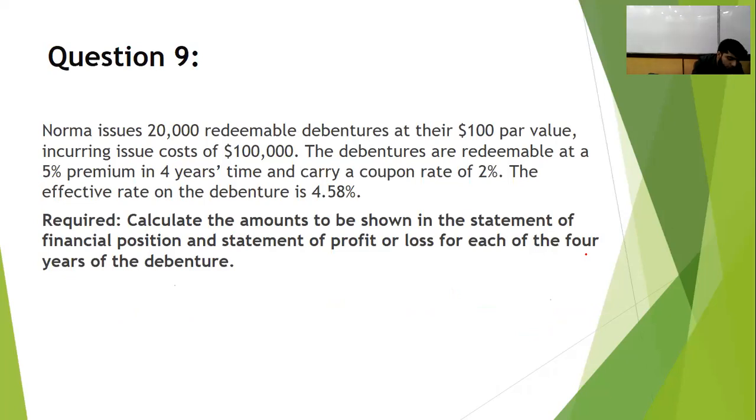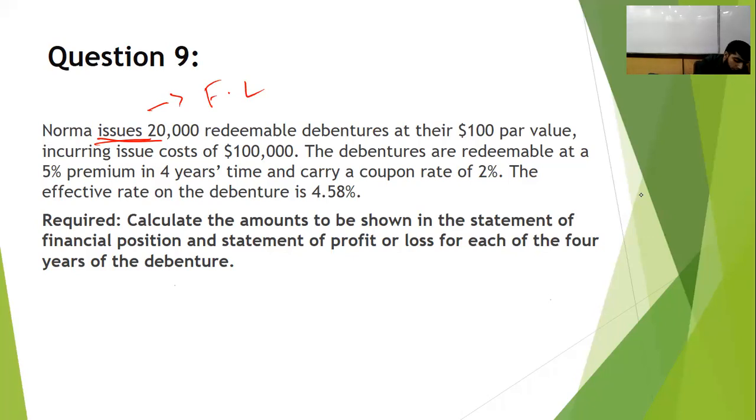Now let's start with that question. Norma issued. Now first of all, you need to identify whether the question is for financial asset or financial liability. Company is not making an investment. What company is doing? Company is issuing the debentures, the redeemable preference shares, the loan notes. If company issues redeemable preference shares or debentures or bonds, it means company is not making an investment. It is basically not a question for financial asset, but a question of financial liabilities. So you have to identify whether the question is for financial asset or financial liabilities.